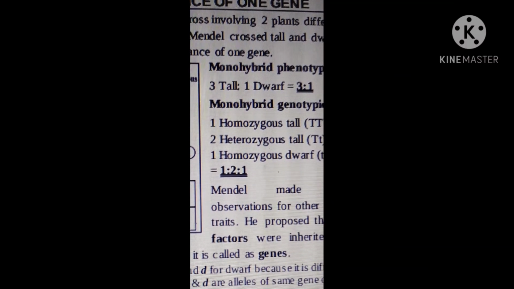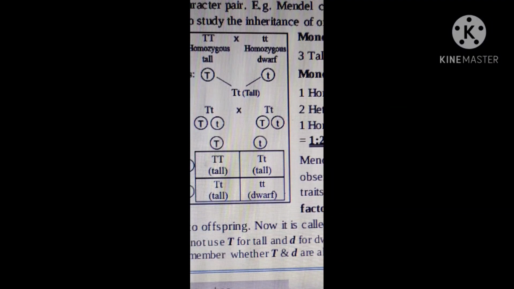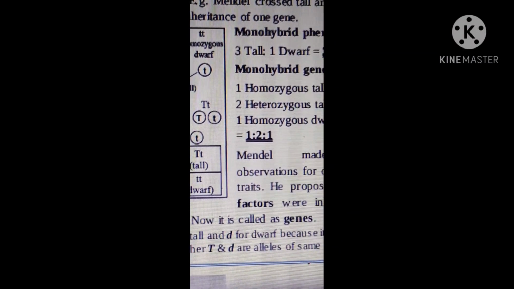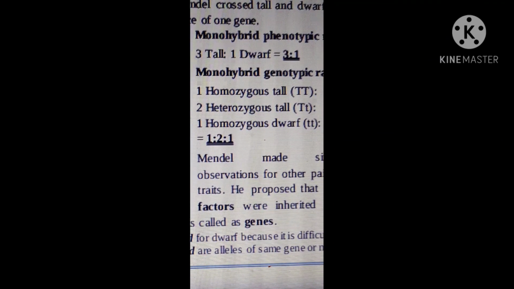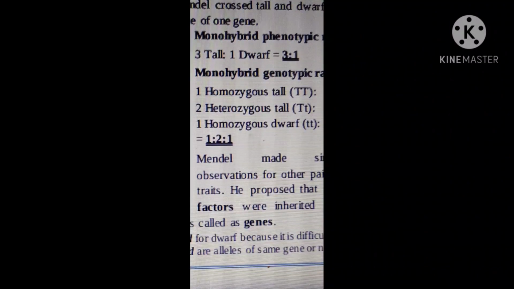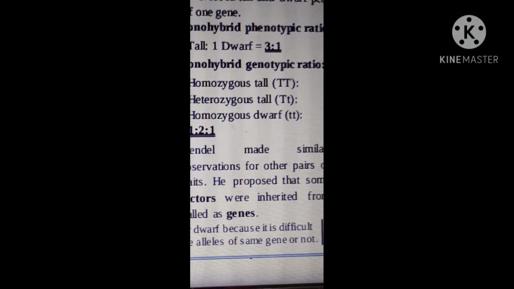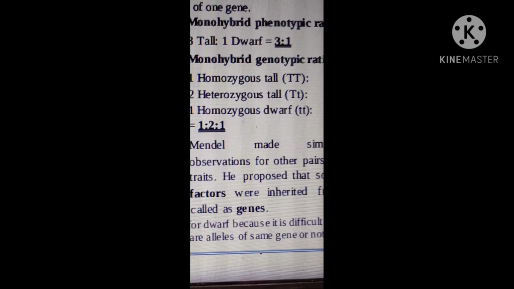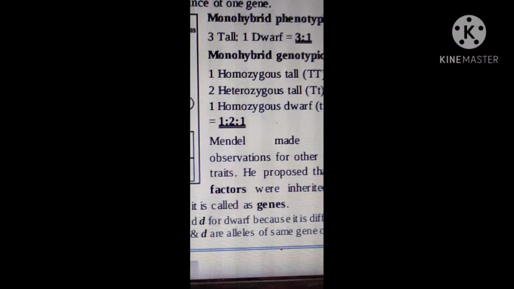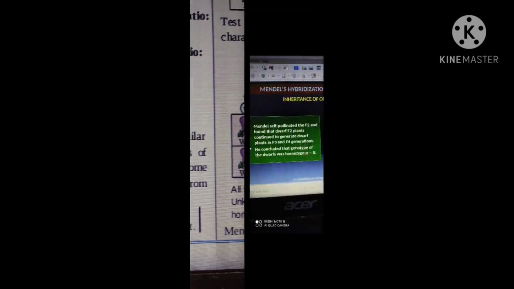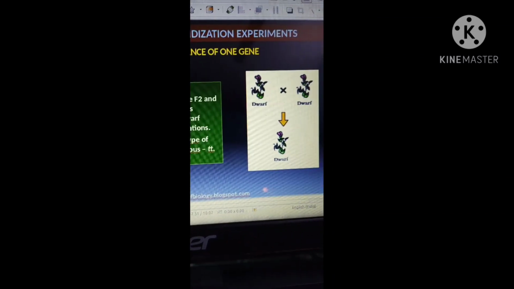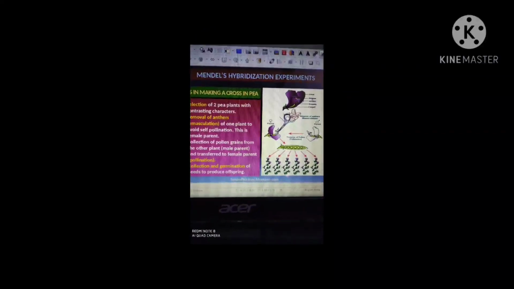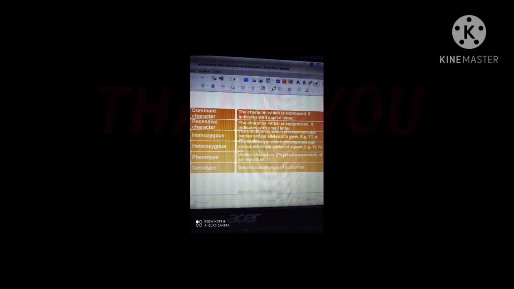Now, when we come to the genotypic ratio, we can observe that one is capital T capital T, two are capital T small t, and another one is small t small t. So one homozygous tall, two heterozygous tall, and one homozygous dwarf. This ratio is known as Mendel's monohybrid genotypic ratio, that is 1:2:1. One homozygous tall, two heterozygous tall, and one homozygous dwarf. This is the monohybrid genotypic ratio, as well as the monohybrid phenotypic ratio. Okay, I think everything is clear to you. Here I stop and we'll meet in the next class.